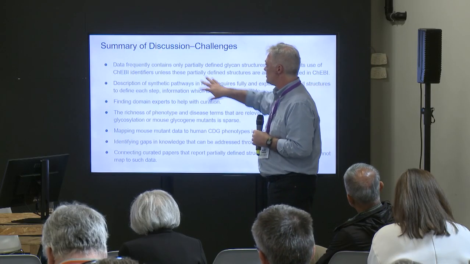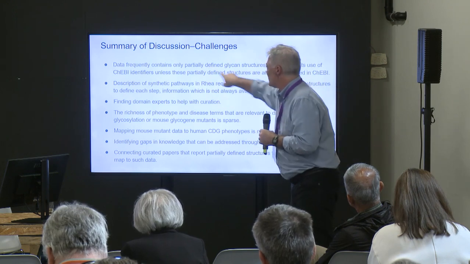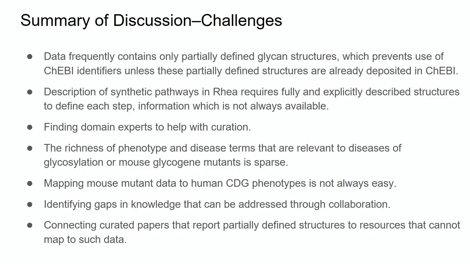Some challenges we talked about, and you've heard also from other groups: data frequently contains only partially defined glycan structures, and that means that there's not a ChEBI identifier associated with that glycan structure. So that's a bit of a challenge in some relations. Description of synthetic pathways requires these fully explicitly defined glycan structures, so that can be a stumbling point. Another challenge is finding domain experts to help with curation. It's always hard to bring people in if there's not an acknowledged benefit that they can see to help out with the curation.